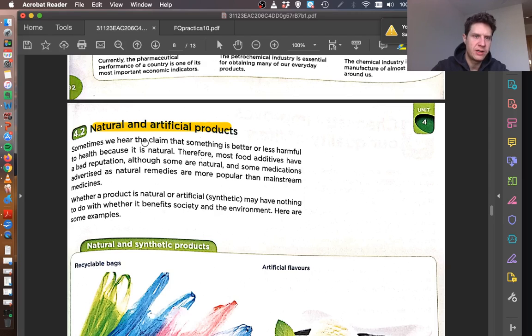Sometimes we hear the claim that something is better or less harmful to health because it's natural. Therefore, most food additives have a bad reputation. Although some are natural, and some medications advise that natural remedies are more popular than mainstream medicines. Whether a product is natural or artificial, synthetic, might have nothing to do with whether it benefits society or the environment.